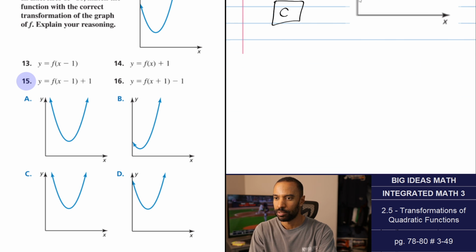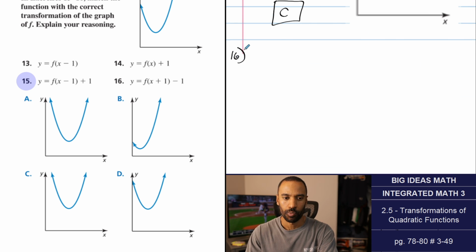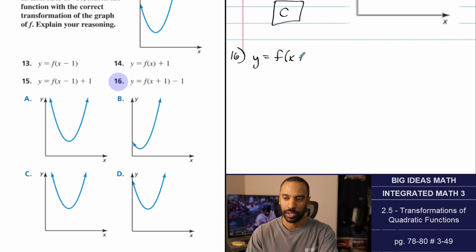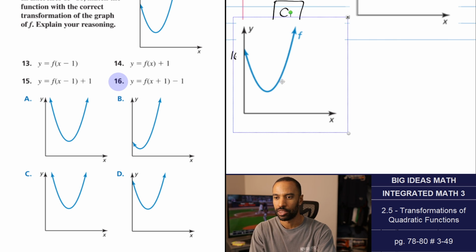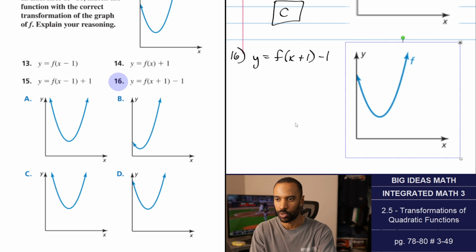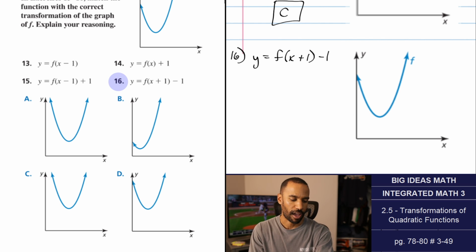Number 16, we have y equals f of x plus 1, and then minus 1 on the outside. Which means now we're going to translate, and these are good problems to look at because then you have selections of answers, you get to practice function notation, the whole rule of that vertex thing doing what it's doing. Let's look at that graph B as a final one.